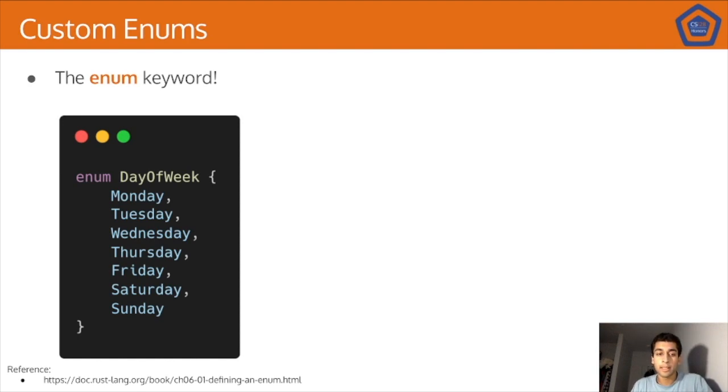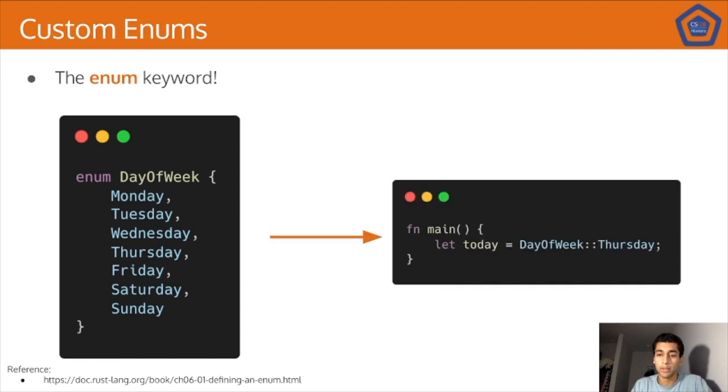The standard syntax is to capitalize camel case for the type and for all of the variants. And we can call or use our variant using this double colon operator. So DayOfWeek double colon Thursday, and today will take on the type DayOfWeek.